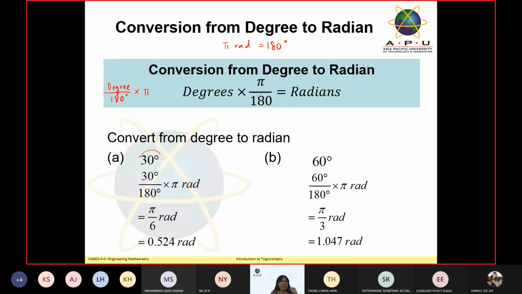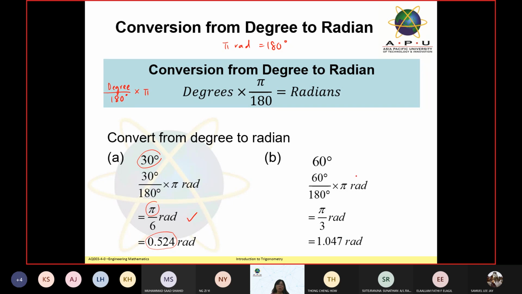Now if I have 30, I take 30 divided by 180, because 1 pi radian equals 180 degree. So 30 over 180, then I multiply by pi radian. I will get the answer as pi over 6 radian. Sometimes for radian, we will remain the pi, or you can actually calculate the value. Just use your calculator: pi divided by 6 is 0.524.